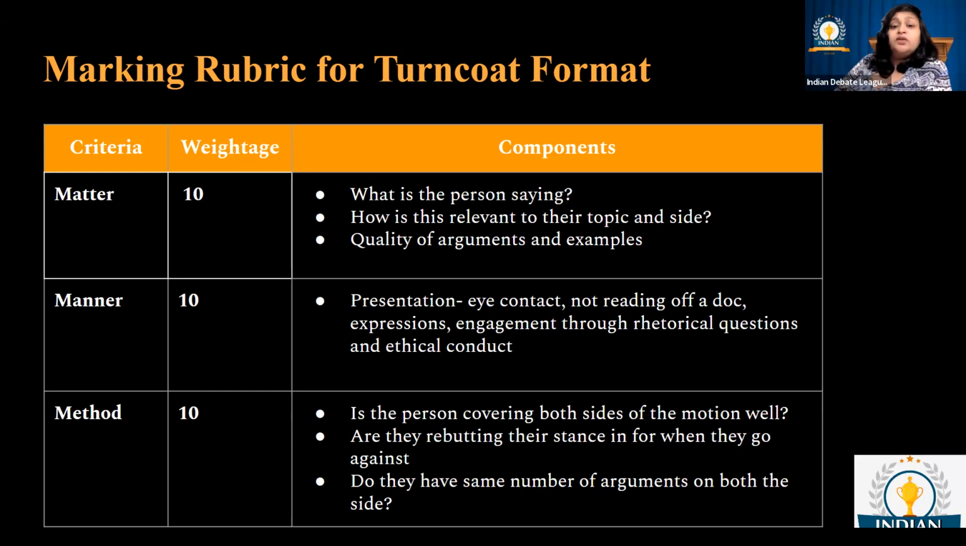Method is going to be about whether you covered both the sides well, because that's the beauty of Turncoat, right? And like Afreen ma'am was saying, cut your own point. So if you spoke for the motion and gave evidence on that, try to rebut the same point when you go against the motion. And have the same number of arguments. Do not make this mistake. This is a no-brainer. If you have given 2 arguments for, then give 2 arguments against, right? And don't try to do 10 arguments, you can't do it. It's not fair in the time that you have. So try to have maybe 2 or 3 or 4 maximum, but balance it.